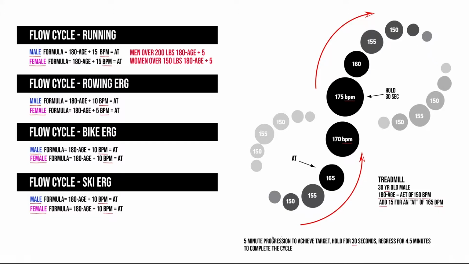As is indicated here, the progression to achieve the target. So we're calling this the target. The progression to reach this target should be about 5 minutes. So you're working your way up, gradually escalating your heart rate till you get to this point, hold it for 30 seconds, and then you start working your way back down. The whole process should be 5 minutes on the way up and about 4.5 minutes on the way down. Now you're going to notice over the course of these different flow cycles in the workouts that these values will change.